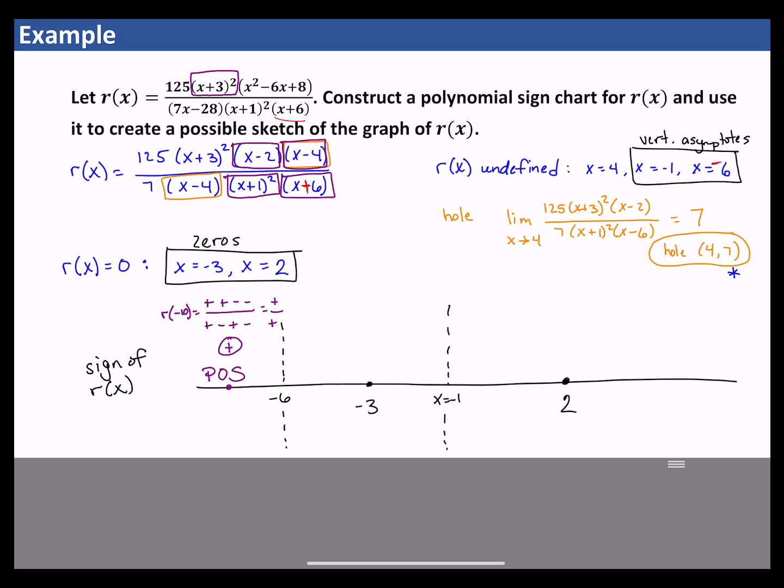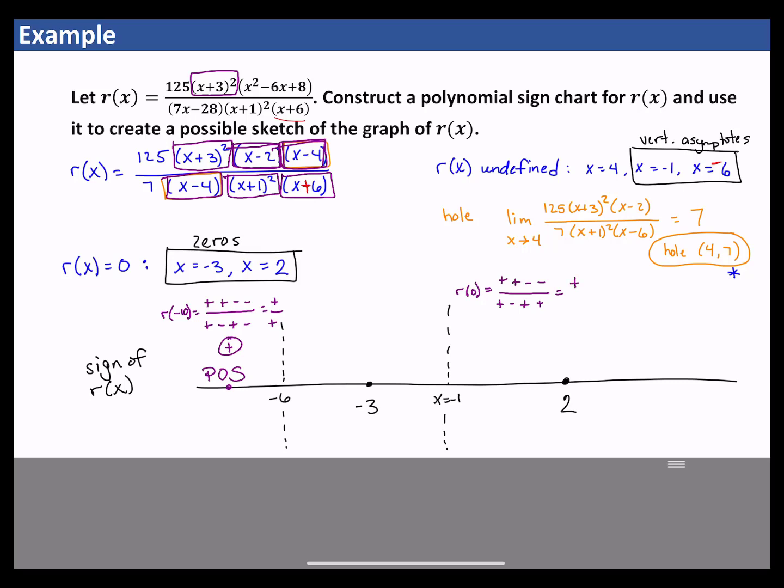Let's check something on this interval between -1 and 2. So I'll test r of 0. So again, 125 is positive. And then 0 plus 3 squared is positive. 0 minus 2 is negative. And then 0 minus 4 is also negative. In the denominator, 7 is positive. 0 minus 4 is negative. 0 plus 1 squared is positive. And 0 plus 6 is positive.